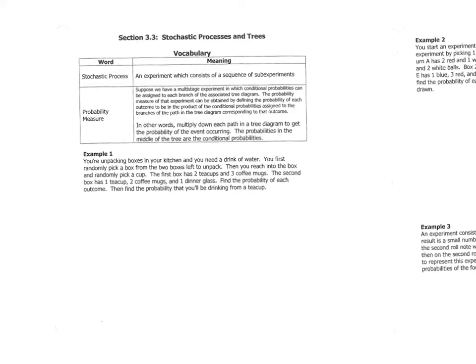Today's lesson is going to be remote. I'll be back in tomorrow. But basically, we're just going to look at 3 examples where you make a tree. And if you read up here in the box, it says that we're going to list out all the probabilities of any event and multiply down the path of the tree to get the probability of any one event occurring.